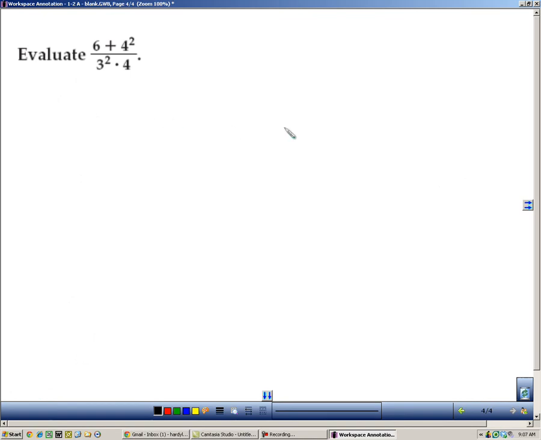Here's another problem to evaluate. I'll put PEMDAS on the side to help us out, but the interesting part about this problem is this big division bar. And you don't have to write this, but I would like to show you what that big division bar actually means. It really means we're going to take the numerator and divide it by the denominator. And when you write the problem out this way, you realize that there's these implied parentheses in the numerator and in the denominator. So what you have to do is evaluate the numerator first, and then the denominator second, and then divide them at the end.